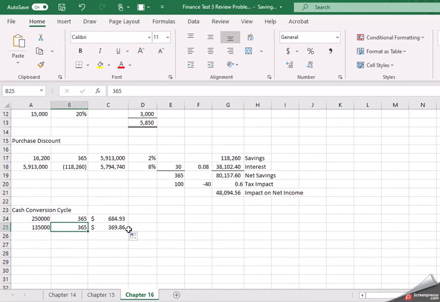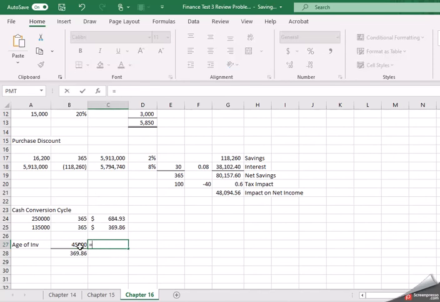Then they give us the inventory of 45,000. So if we want to get, I'll come down here, our age of inventory is one of our numbers we're trying to get. Our inventory balance is 45,000. And then if we divide that by the 369.86 of cost of goods sold, that gives us our days of inventory.